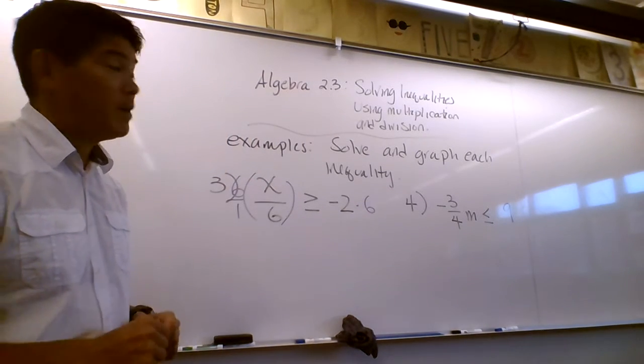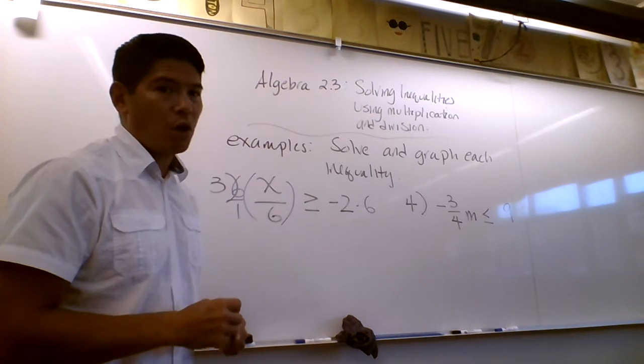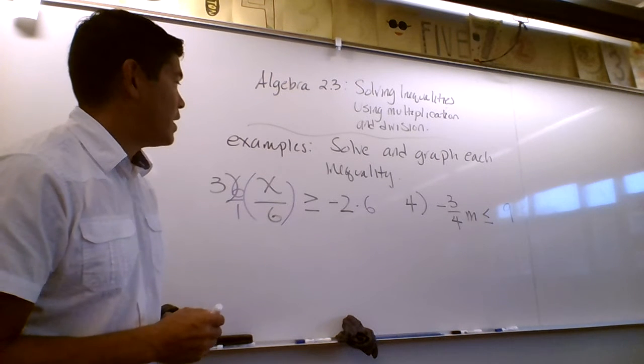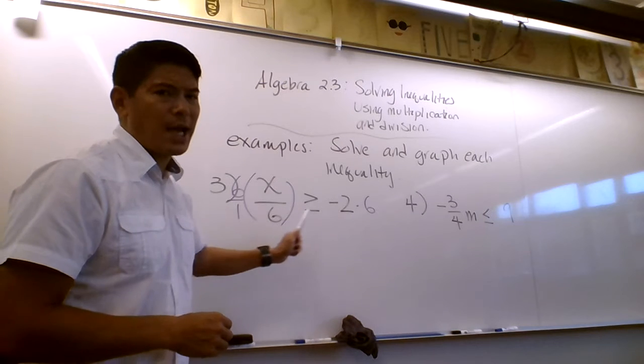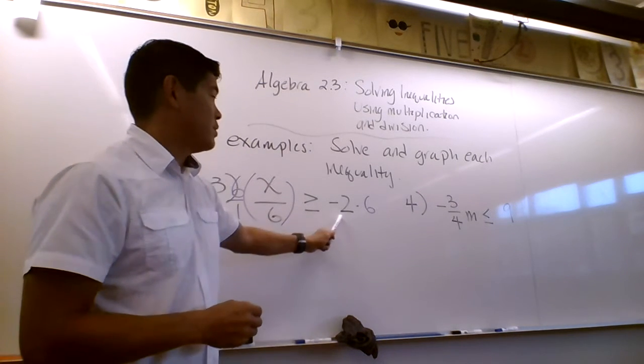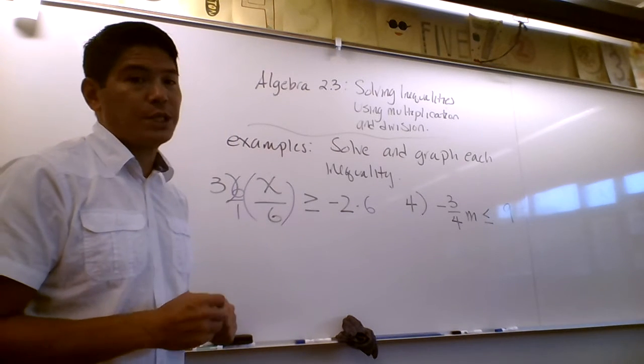Think about it for a second. Maybe you need to pause the video. My question is, do we need to reverse the inequality here? If you've paused the video and thought about it, we're multiplying each side by 6. That 6 is positive. Some of you might look at this negative 2 and say, well, we're multiplying 6 by negative 2, so yes, you reverse the inequality.